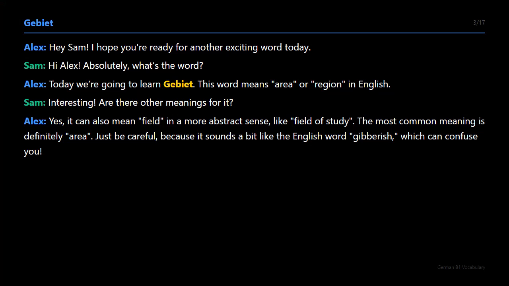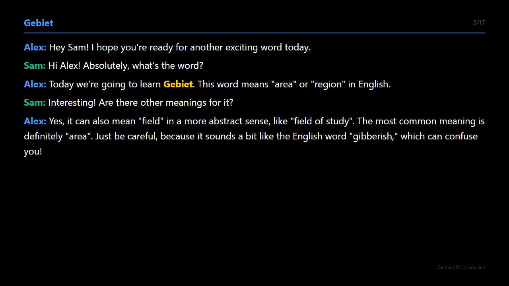Today we're going to learn Gebiet. This word means area or region in English. Interesting. Are there other meanings for it? Yes, it can also mean field in a more abstract sense, like field of study. The most common meaning is definitely area. Just be careful, because it sounds a bit like the English word gibberish, which can confuse you.